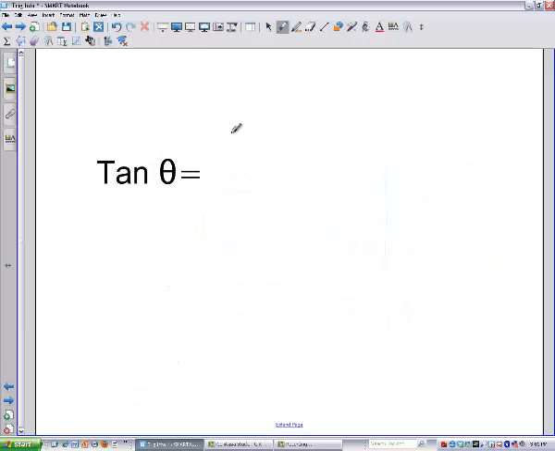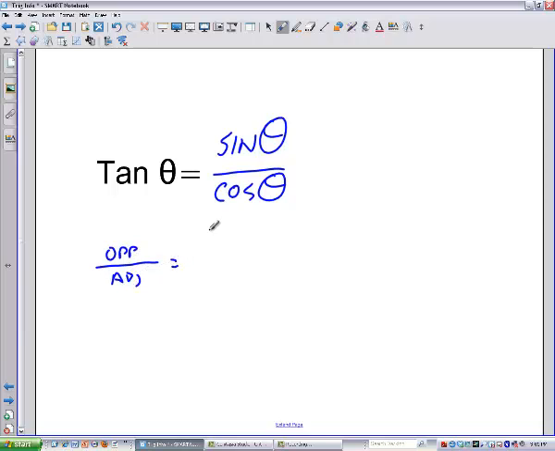Another thing you should be aware of is that the tangent of theta is equivalent to the sine of theta divided by the cosine of theta. Let's go back and just use opposites and adjacents and see if we can make that clear. The tangent is the opposite over the adjacent. The sine is the opposite over the hypotenuse. The cosine is the adjacent over the hypotenuse.